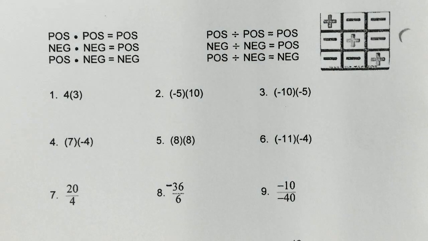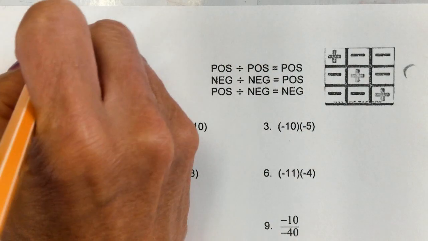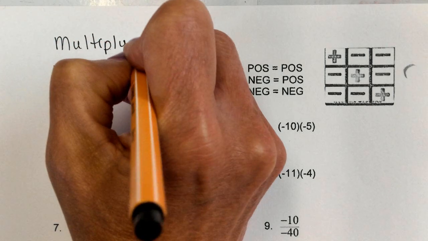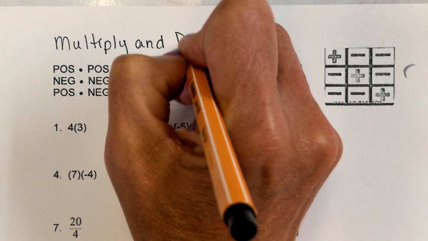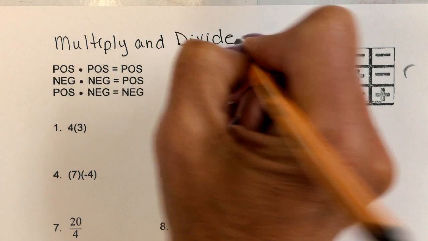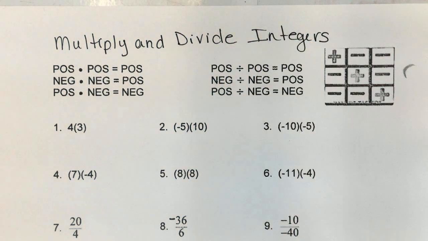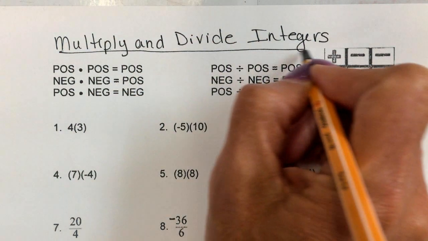All right, so on the back, we have rules for multiplying and dividing. There's not a heading on here, sorry about that, so we'll put it on here. So we're going to be multiplying, or just say multiply and divide integers. Okay, so that's going to be the back here.